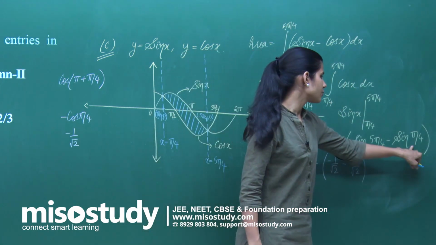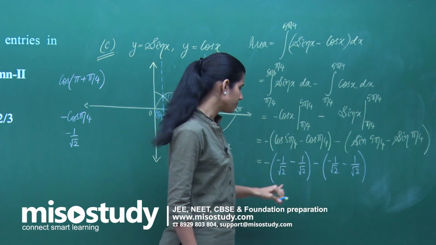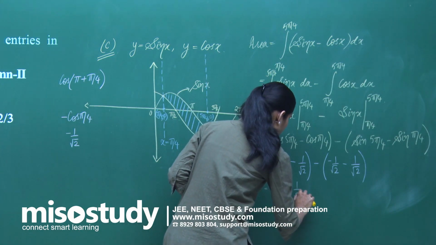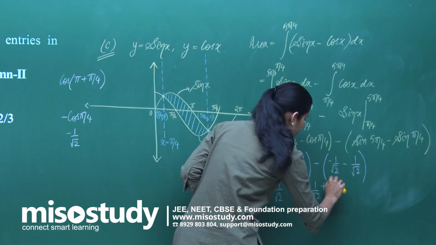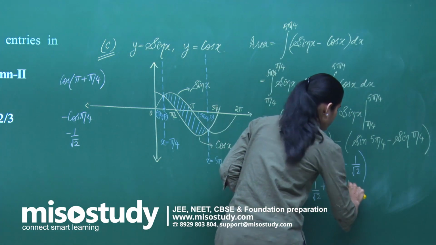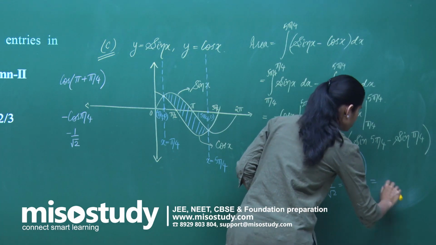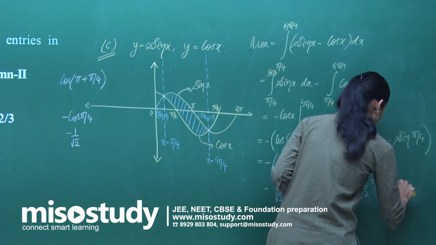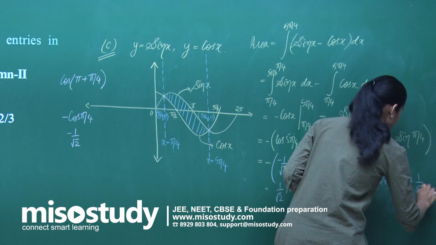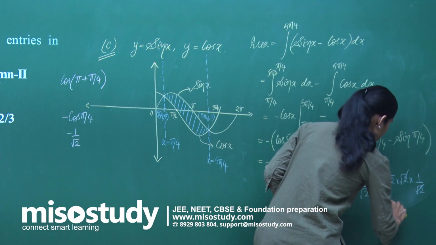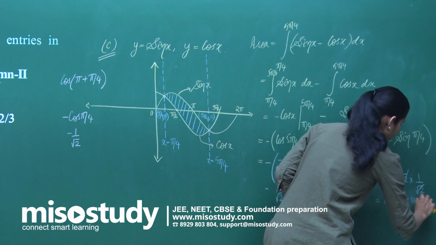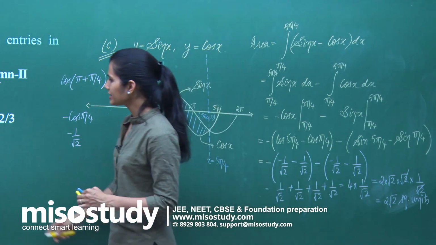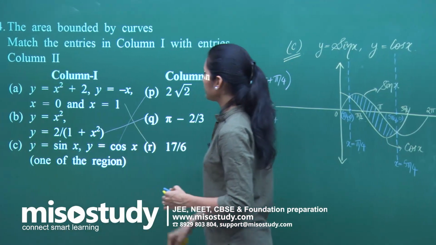This is minus 1 by root 2, this is 1 by root 2, minus 1 by root 2, this is 1 by root 2. Eventually you get what? 1 by root 2 plus 1 by root 2 plus 1 by root 2 plus 1 by root 2. So 4 times of 1 by root 2. What does this become? 2 into root 2 into root 2 into 1 by root 2, which gives you 2 root 2 square units. Is it clear? And therefore your C gets matched to P.